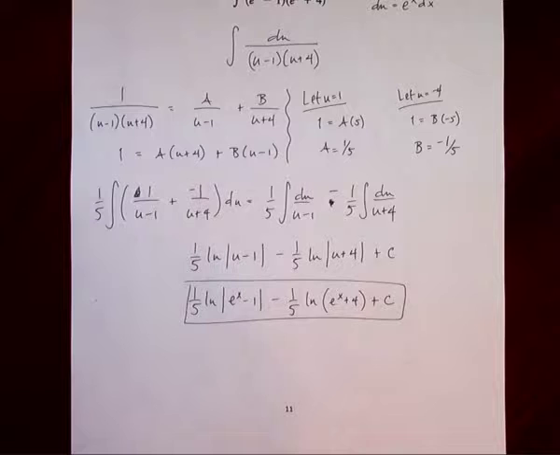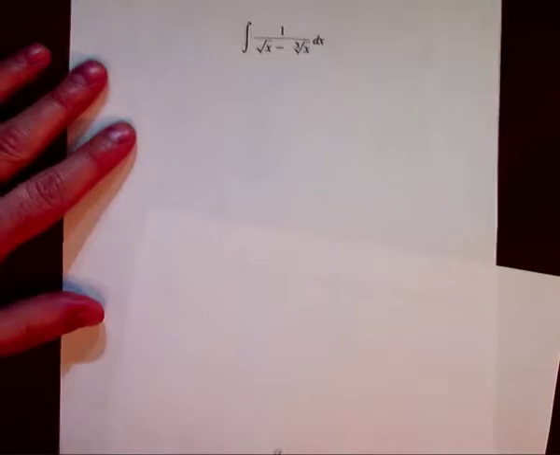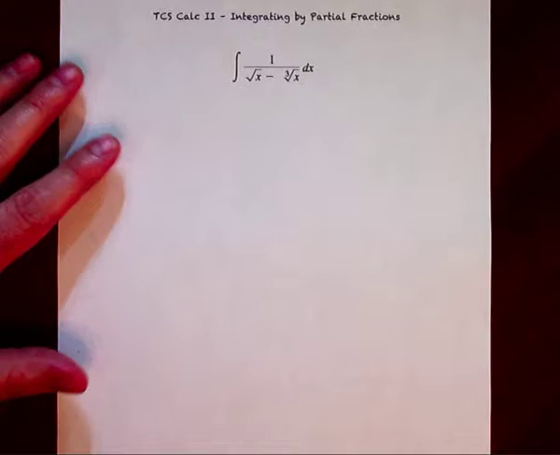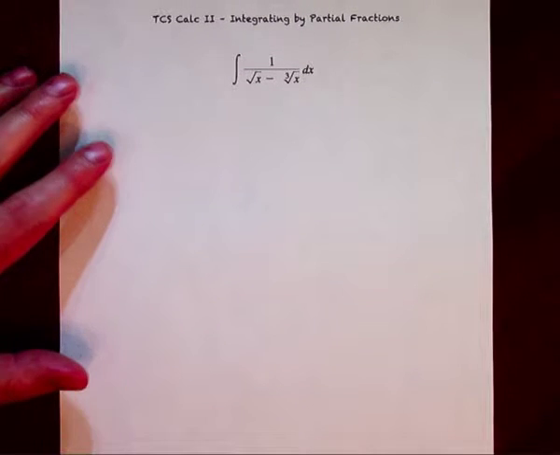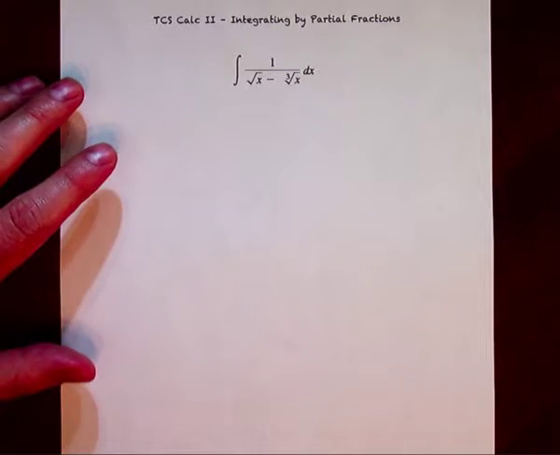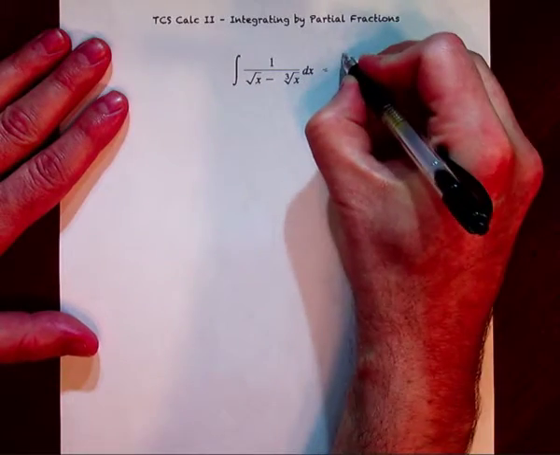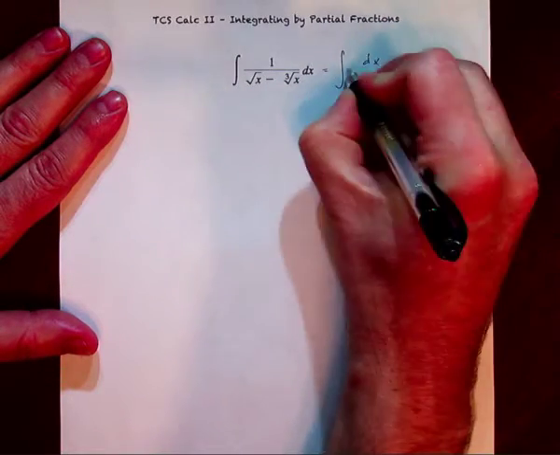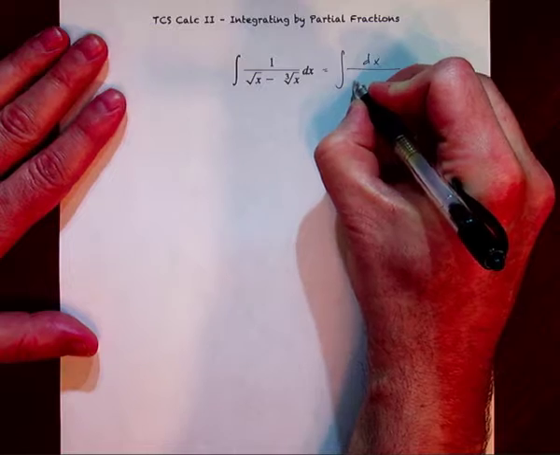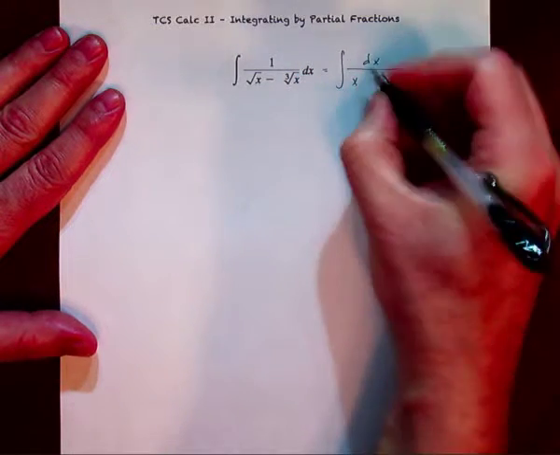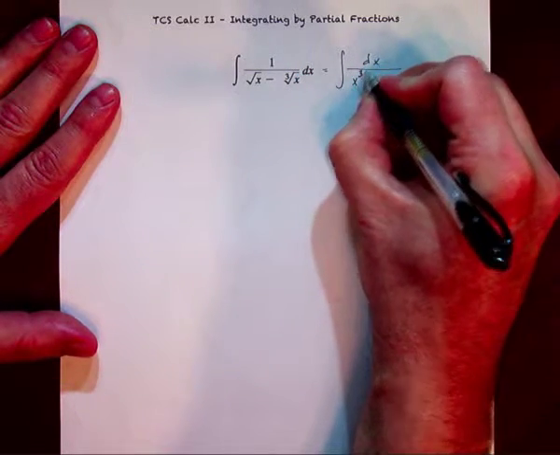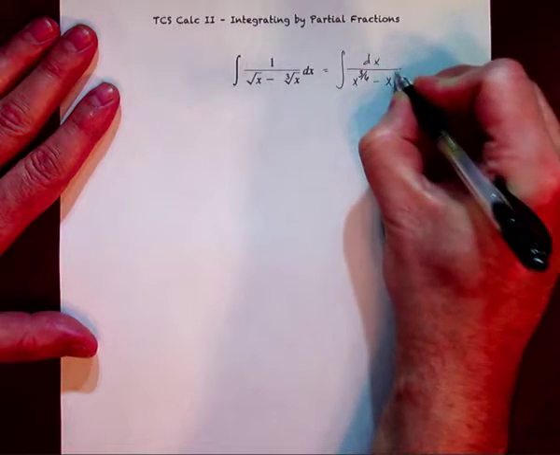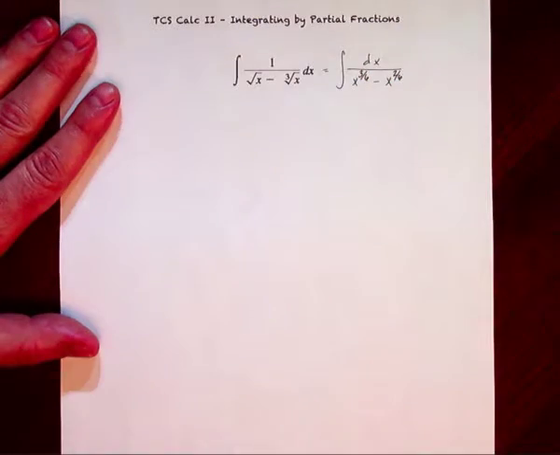Now, that was relatively easy. Let's do a hard one. Alrighty, this one now. Does this factor? Well, yeah, it factors, because what we have here is dx over, and this is x to the 1/2, and this is x to the 1/3, but if we get a common denominator, that's x to the 3/6 minus x to the 2/6.